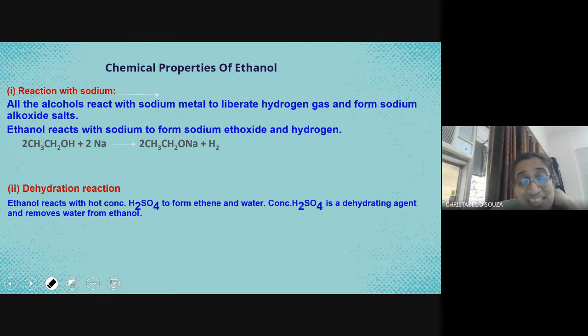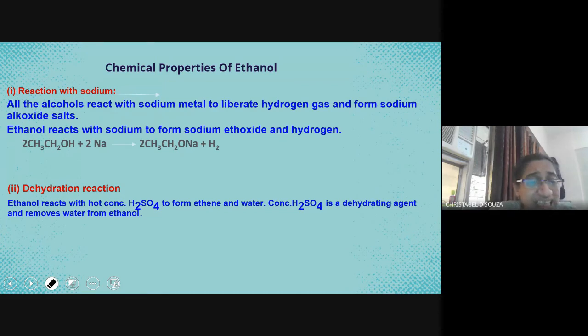What is this dehydration reaction? Dehydration means removal of water. So see this very carefully. Ethanol reacts with concentrated sulfuric acid to form ethene and water. So the H2SO4 is a dehydrating agent that removes water from alcohol. Now boys, look at this, CH3CH2OH.